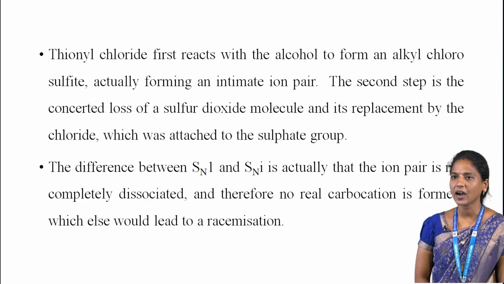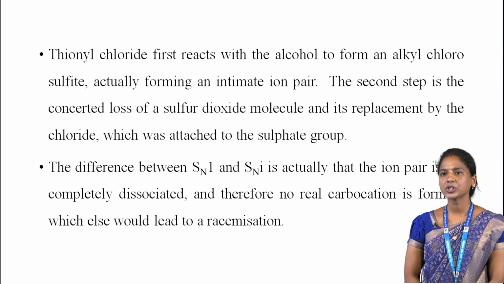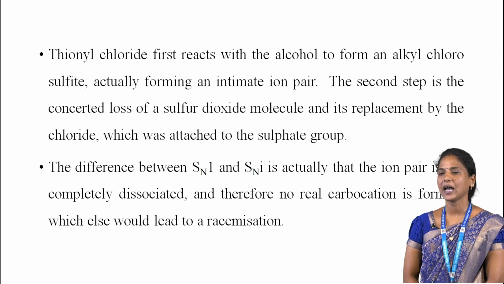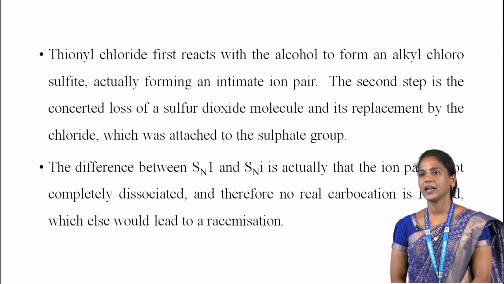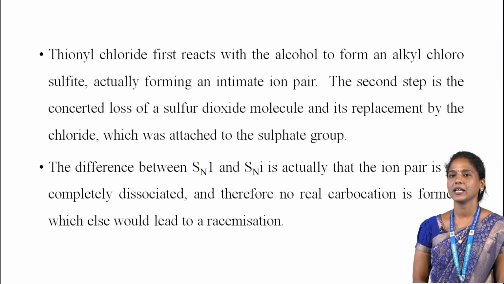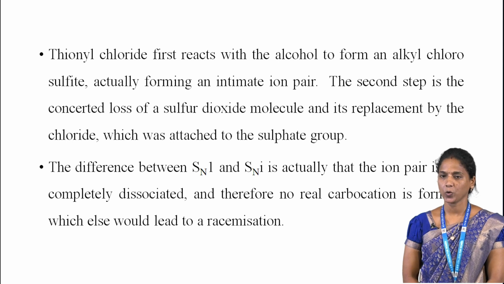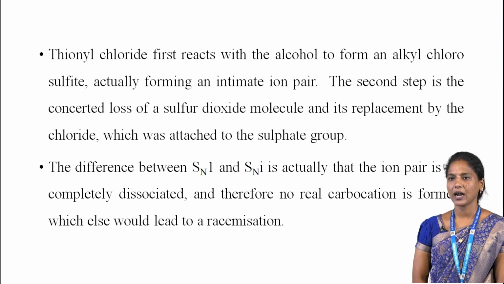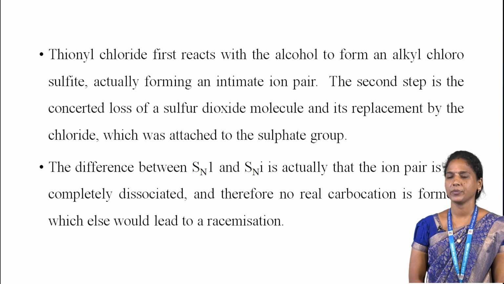Thionyl chloride first reacts with the alcohol to form an alkyl chlorosulfite, actually forming an intimate ion pair. The second step is the concerted loss of a sulfur dioxide molecule and its replacement by the chloride which is attached to the sulfite group. The difference between SN1 and SNi is actually that the ion pair is not completely dissociated, and therefore no real carbocation is formed, which would lead to racemization.